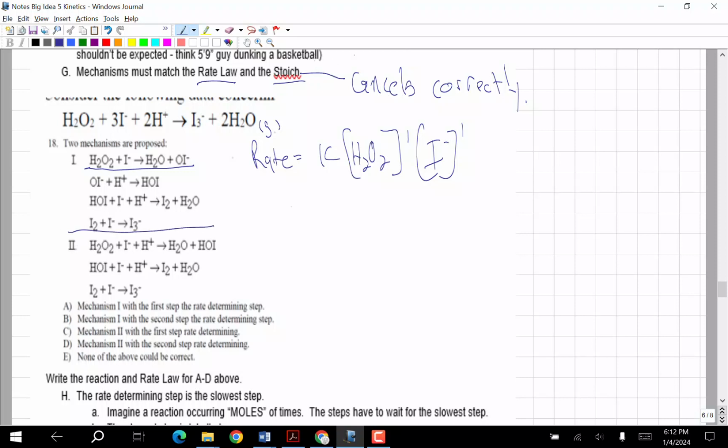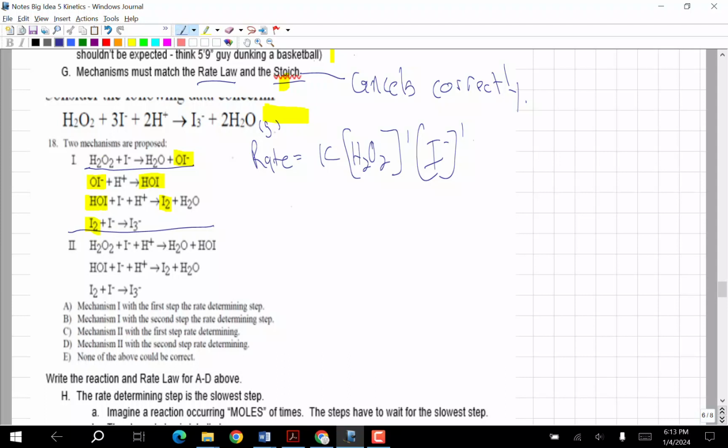And then I'm going to have to add all of these things together. I know OI negative isn't in the final answer, so the OI negatives are going to cancel. See how there's no OI over here? There's two H positives, so let's see what else cancels here. HOI isn't in the final answer, so I'll get rid of my HOIs. I2 is not a product, so let's get rid of my I2s. Notice that's got to be the same on both sides. And then let's see what we have left.